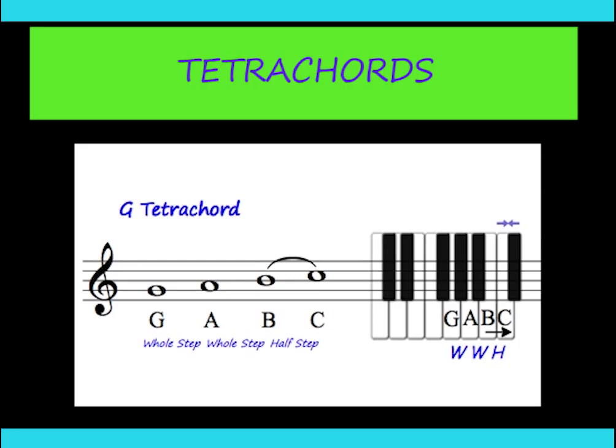Let's look at the G tetrachord. Whole step, whole step, half step. C and G tetrachords are the only tetrachords that are built using only white keys.